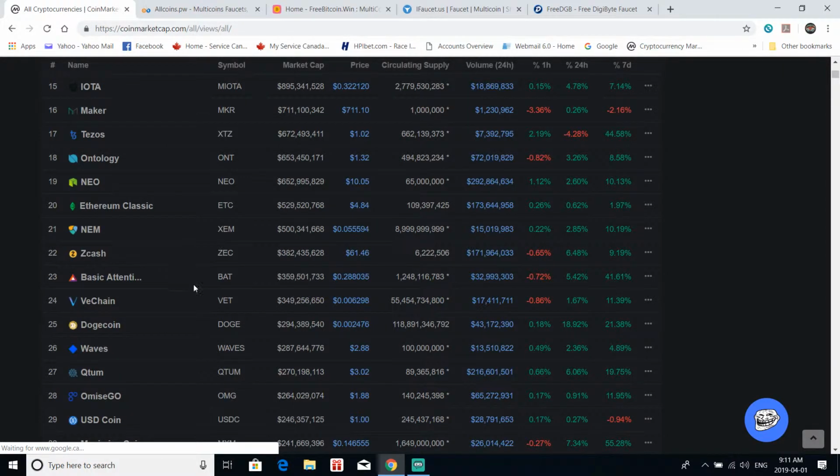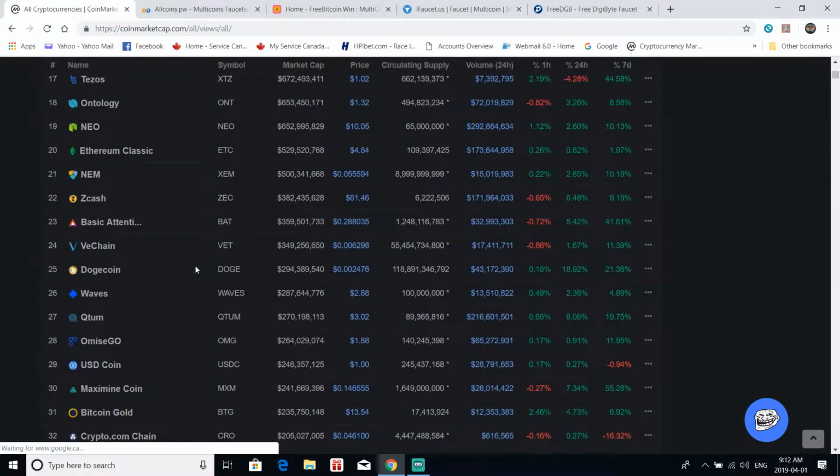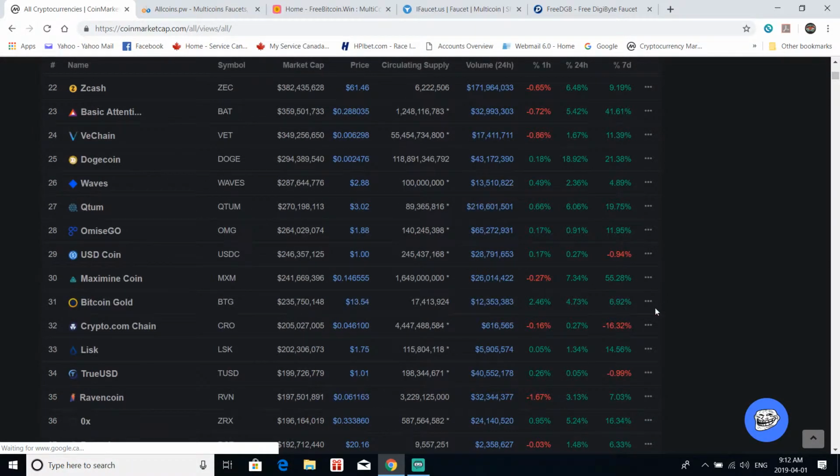So Basic Attention Token, still massive growth, just kicking ass. So sweet to see Dogecoin making its guest appearance. Qtum having a nice overall week. Maxmine Coin, that looks good, but Maxmine Coin was well over the 125 mark for a while, so it's slowing down, but still having some pretty solid growth.